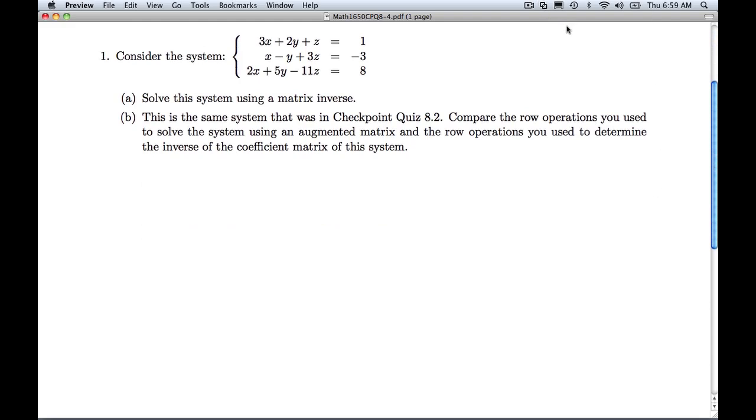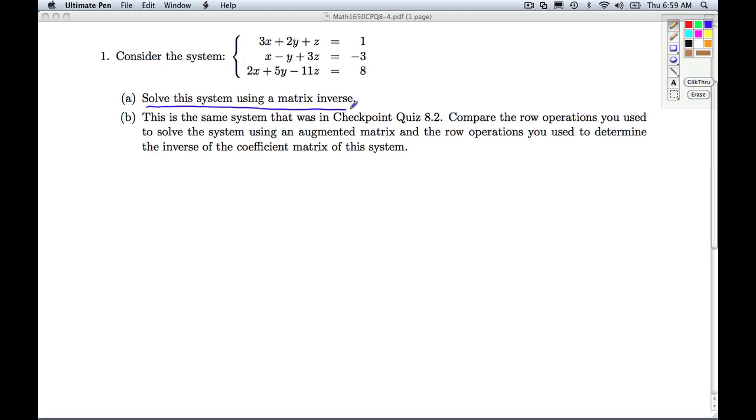We're given a system of linear equations, which is actually the same system we had back in Checkpoint Quiz 8.2. We're asked to solve this system using a matrix inverse. Okay, so how do we do that?